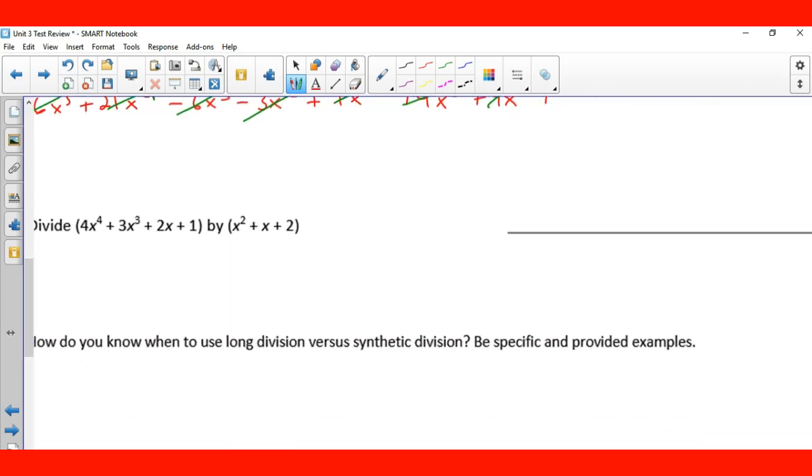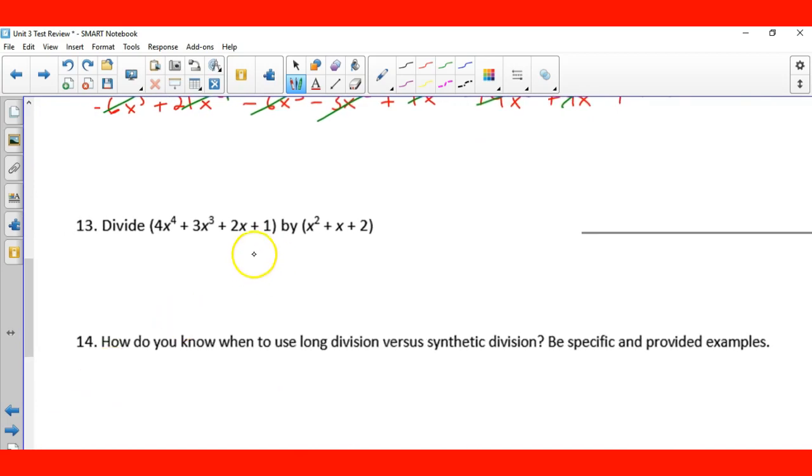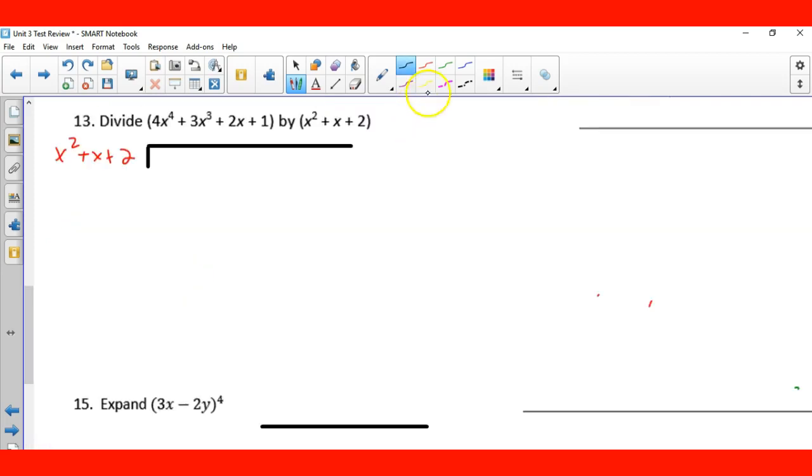Alright, another division problem. I'm thinking we should do long division. Alright, long division. So here we go. We got x squared. Actually, here, give me a second. I want to draw it in so it looks a little neater. So anyway, I want x squared. I actually want to rewrite this now.